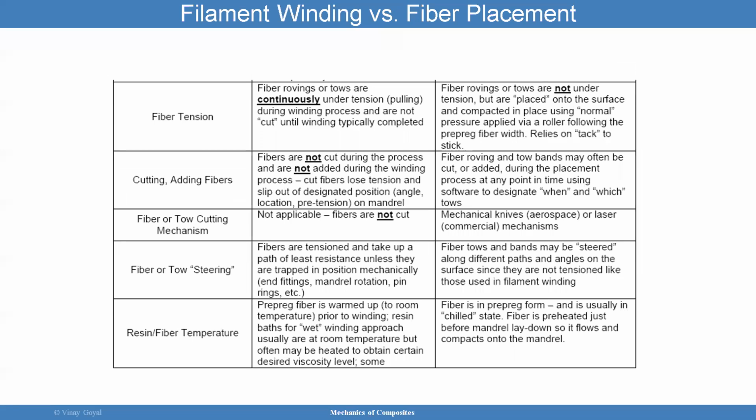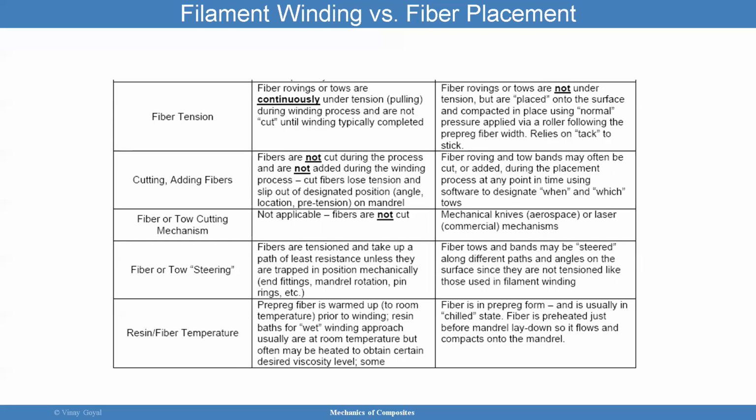More and more parameters. We have fiber tension. The fiber rovings or tows are continuously under tension during the winding process and are not cut until winding is typically completed. While on the right side, you have rovings or tows that are not under tension, but are placed onto the surface and are compacted by that normal pressure we talked about. That's important, via the roller that we talked about. And it relies on the tackiness of the tow, bundled to tack, to stick.